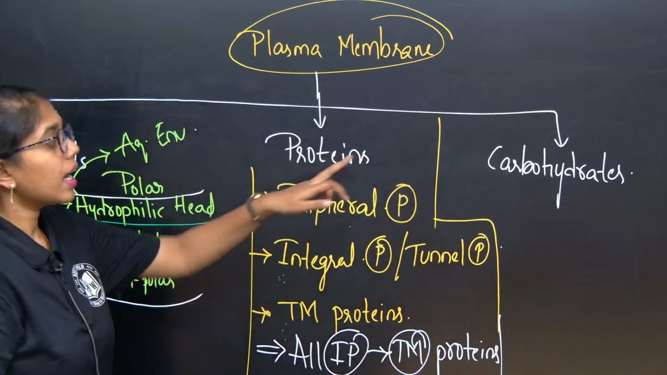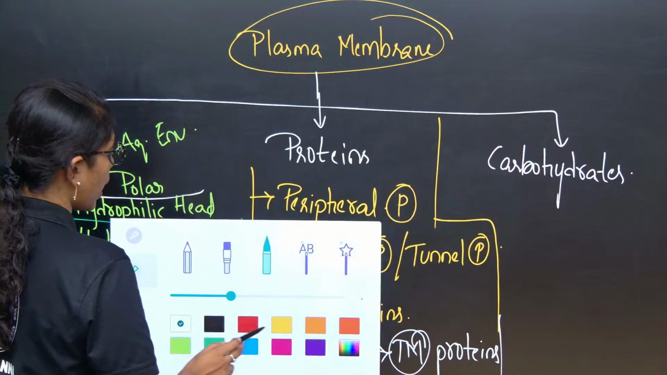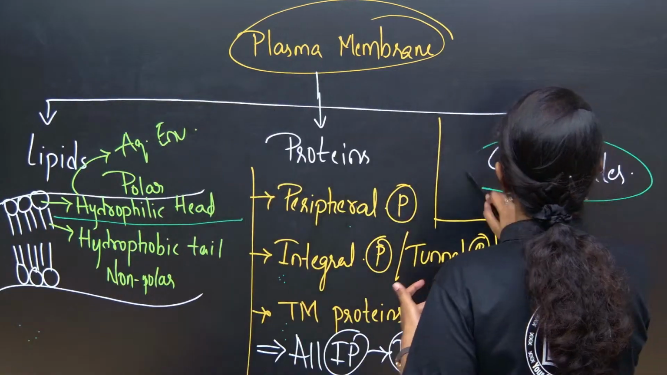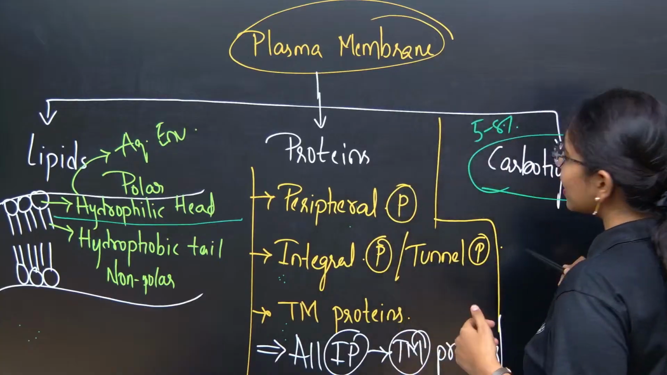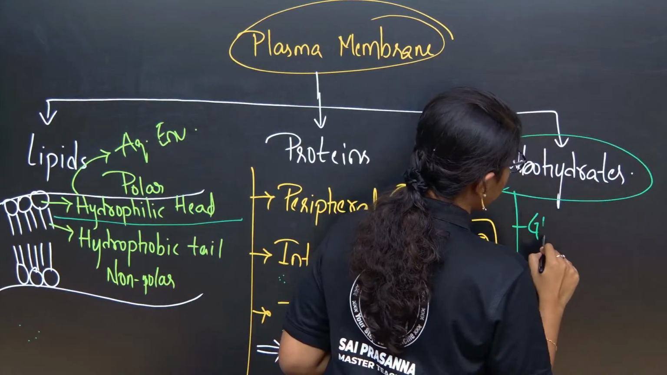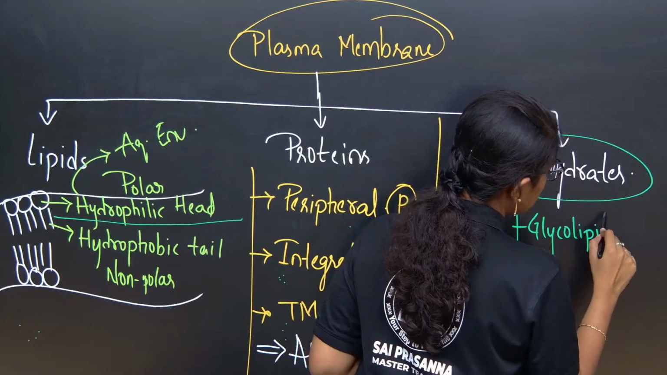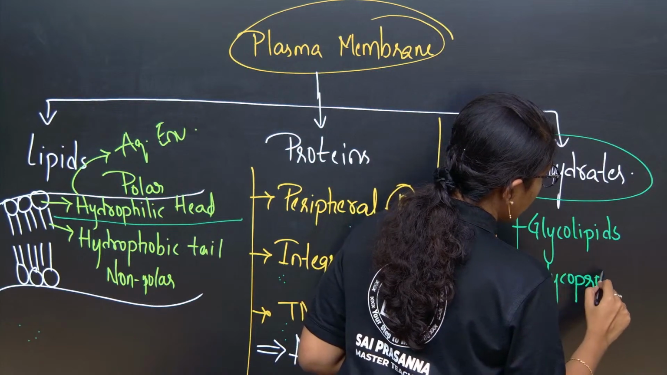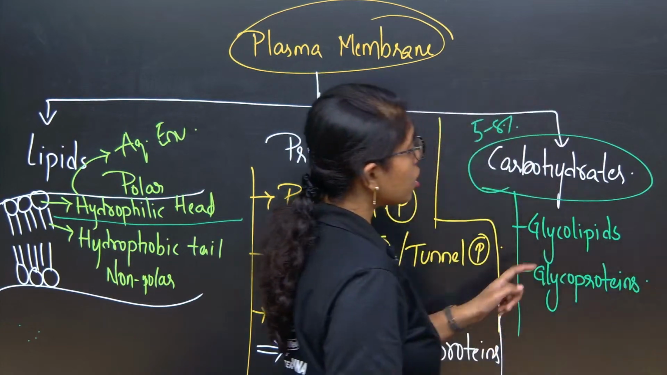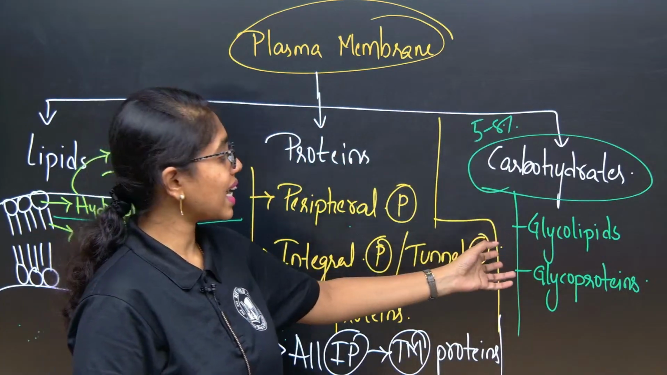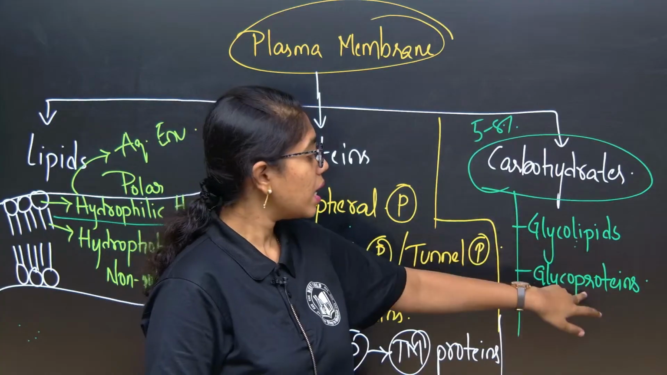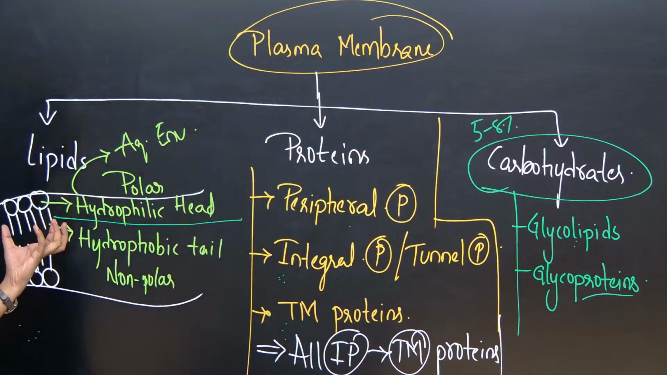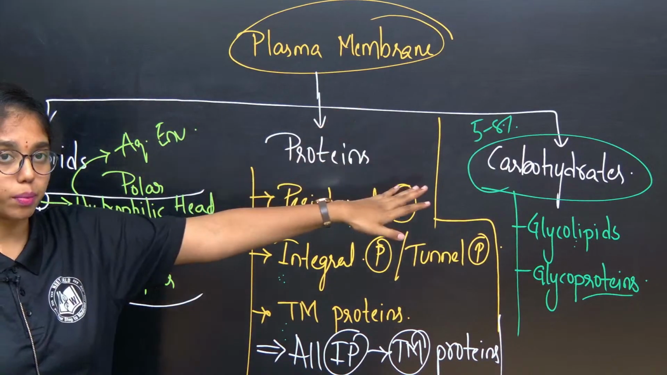Clear? Next, carbohydrates. What type of carbohydrates are observed and where are they present? Carbohydrates are just 5 to 8%. They are present in the form of glycolipids and glycoproteins. So, sugar units attaching to the lipid layer are glycolipids. If they are attached to the protein layer, they are glycoproteins. So, this is the composition: lipid, protein and carbohydrates.